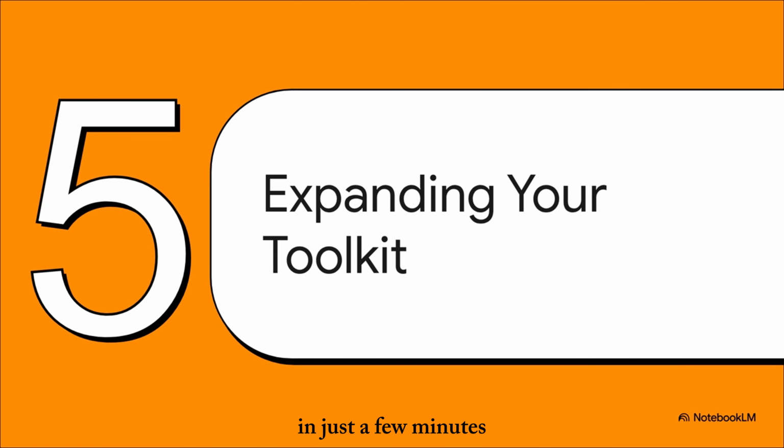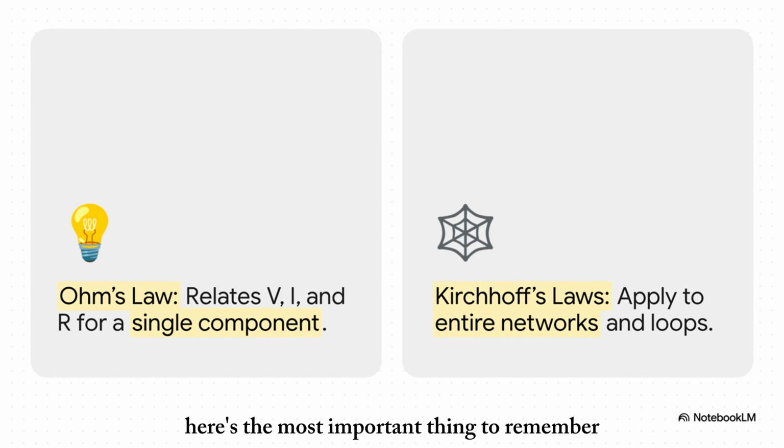So let's just pause for a second. In just a few minutes, we've gone from one simple formula to being able to analyze the 2 most common types of circuits out there. Let's pull this all together into a toolkit. Here's the most important thing to remember. Ohm's law is your go-to for zooming in on one single component. It tells you what's happening right there. But when you zoom out and look at the whole network, all the loops and splits, that's when you use Kirchhoff's laws to understand how the entire system is behaving.